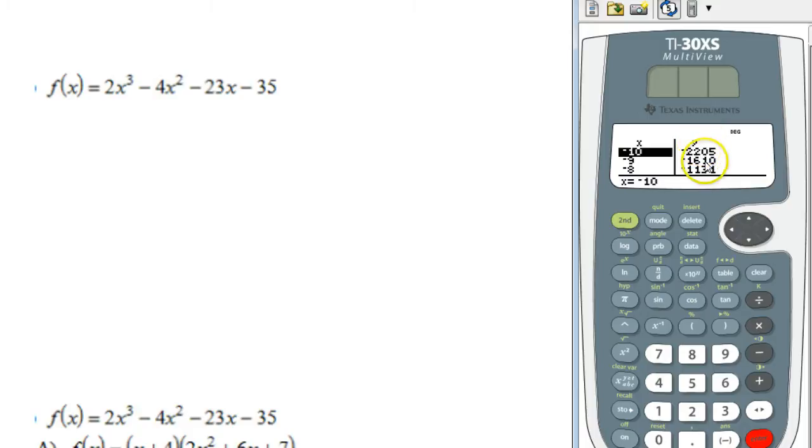Okay, now I'm looking at the y side, looking for 0 to show up as I scroll down. Looking for 0. Getting closer, getting further. Oh, there we go. 0. That tells me that 5 is one of the zeros or roots of this polynomial. We can use that to find the rest.